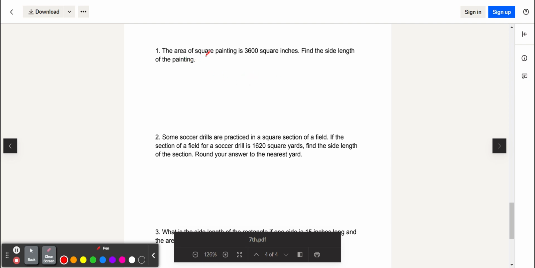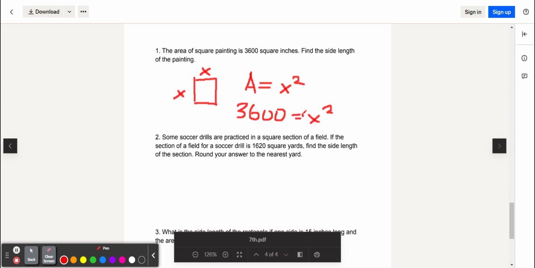Now on this problem, the area of a square painting is 3,600 square inches. Find the side length of the painting. And as you know, squares have the same length on all sides, and area is just base times height, or in the case of a square, since they're the same, x squared. So plugging in the area that's given, we get something like this. And in order to find x, the opposite of a square is a square root. So we square root both sides. These will cancel, and now we just need to evaluate this. And if you do that, you'll get that x is equal to 60 inches. So it's a 5-foot wide, 5-foot tall painting.